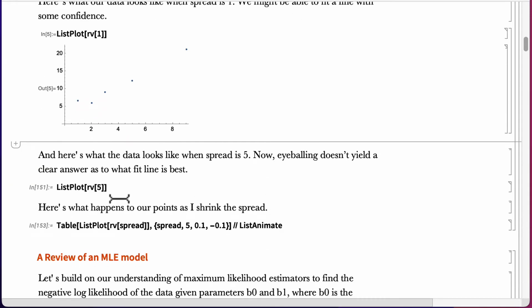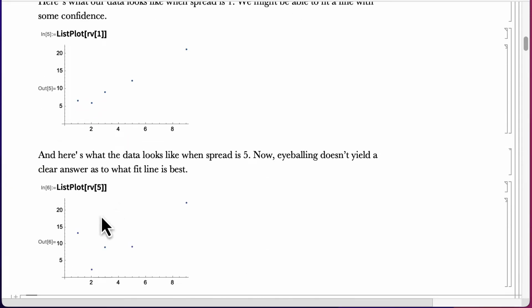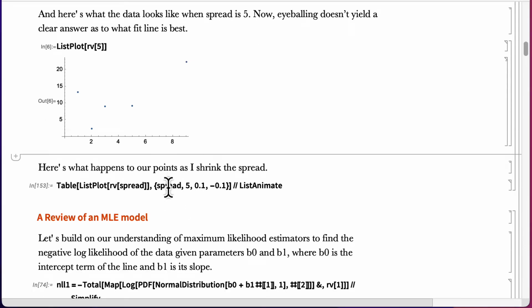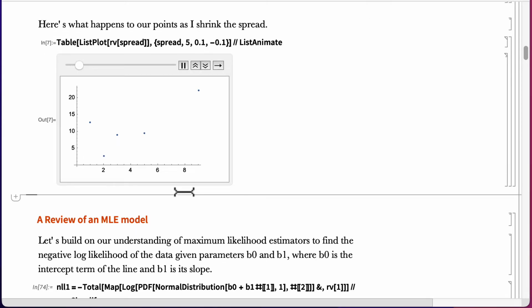But supposing the spread is 5. Now here's the data, and it's not so clear to me just from eyeballing it where a line should fall. I thought it might be interesting to see what the data looks like as I shrink the spread from 5 down to 0.1 in increments of negative 0.1. So let's build that little animation, and you can see that the points are sort of converging onto the true line as the noise shrinks to 0. Okay? So that's the concept of our data and its relationship to this notion of spread.